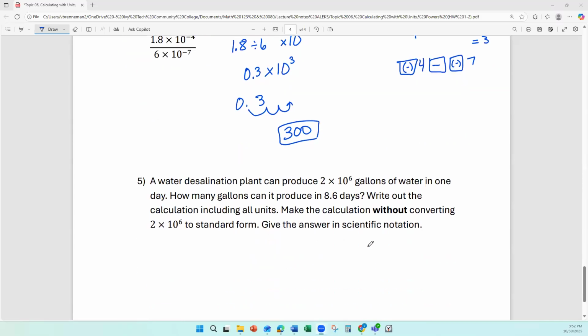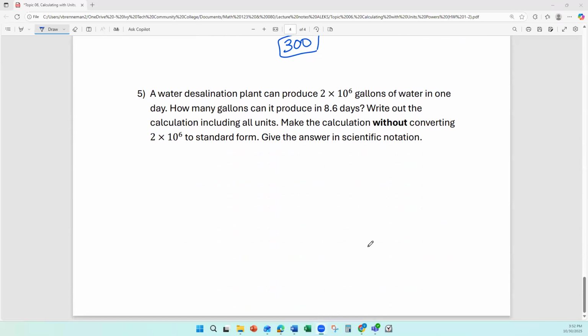And then the last example here is a word problem. So we have a water desalination plant that can produce 2 times 10 to the 6 gallons of water in 1 day. How many gallons can it produce in 8.6 days? So the first thing here is to figure out what calculation needs to be done to combine these numbers. So I'm going to start by writing the 2 times 10 to the 6th. And that's gallons of water in 1 day, or in other words, gallons per day.